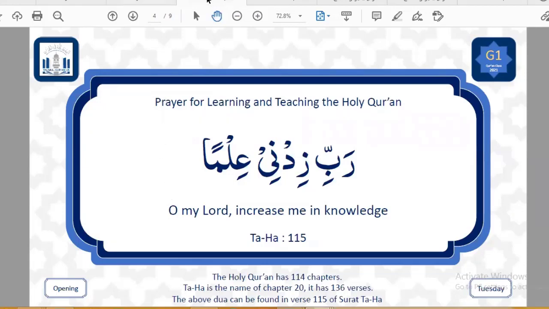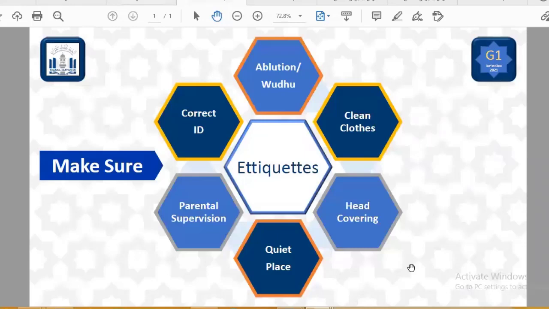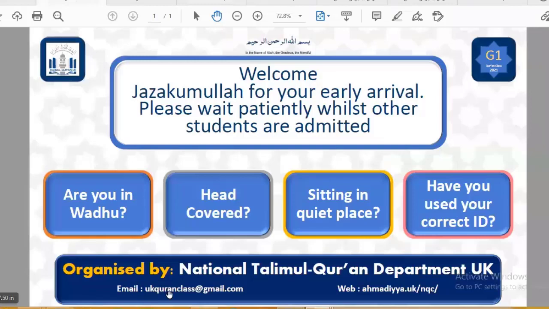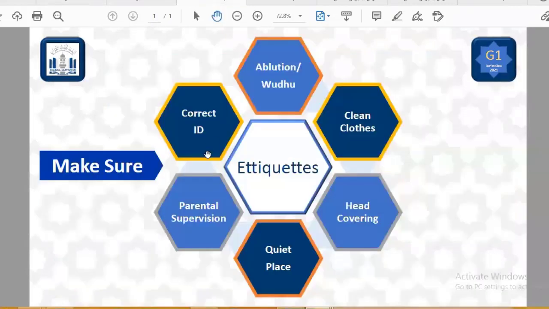Okay, so let's move on to some class etiquettes to remind you of. So please ensure that you're logged in with your correct ID today. Okay, so that's the ID that you were issued with in the beginning of this course. So please ensure that that's the ID that you've displayed. If you are unsure of your ID or you don't know what it is, then you can contact us on ukquranclass@gmail.com, and we will try and inshallah get back to you as soon as possible.